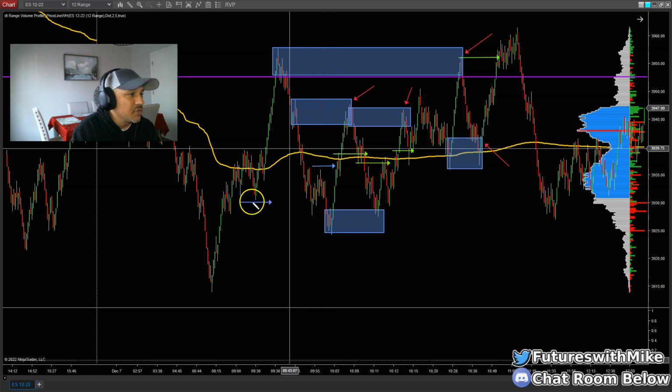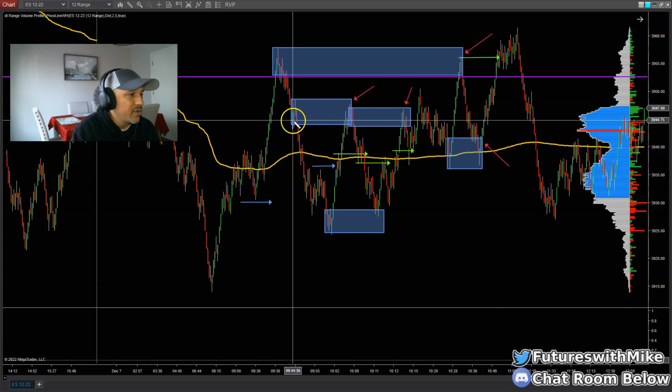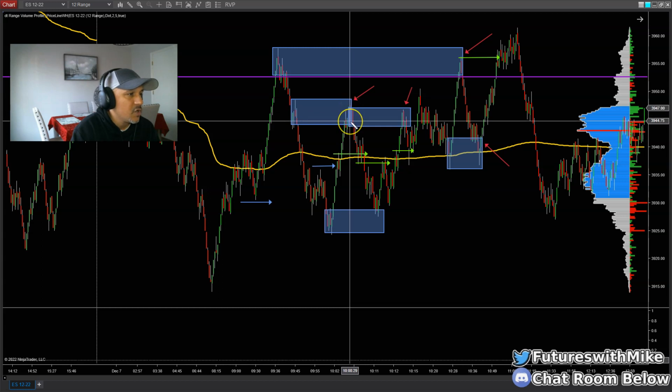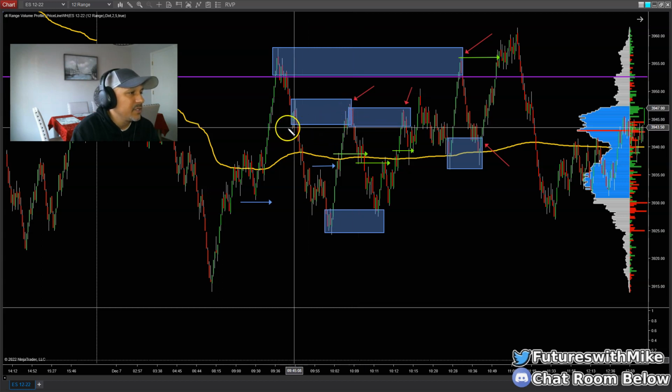Again, break of structure, supply being created right here. Break of structure, supply being created. Gap, wait for price to pull back to it. Take a shot going short. Once price breaks back through this area, which was once resistance.